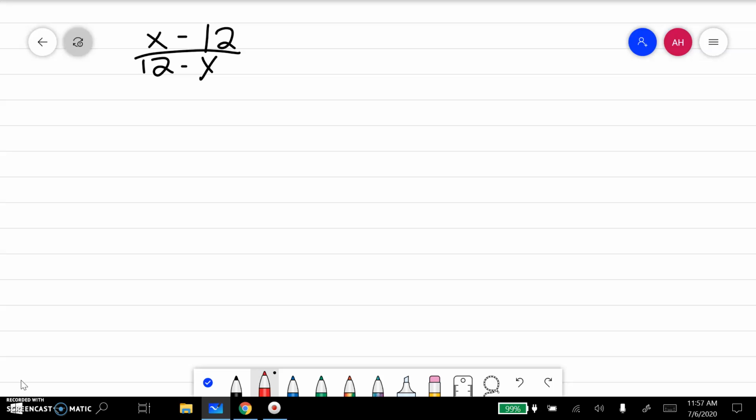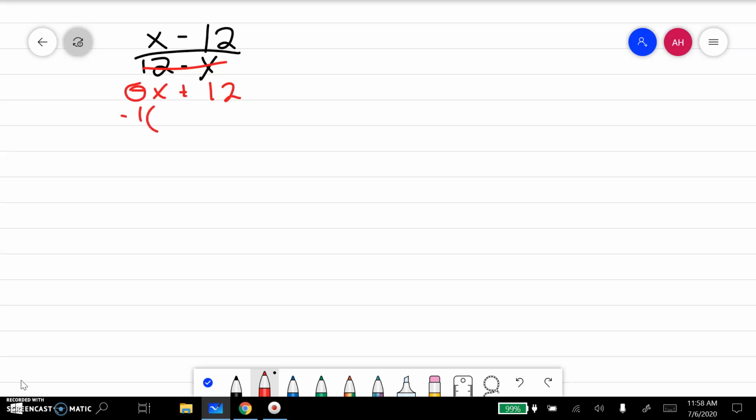The top is in descending order, which I like. The bottom is not, so I'm going to rewrite it in descending order. If I do that, we put the x in front, so we have negative x and then a positive 12. Okay. This still doesn't cancel because the signs are not correct. So I don't like this negative in the front, so I'm going to factor out a negative 1.